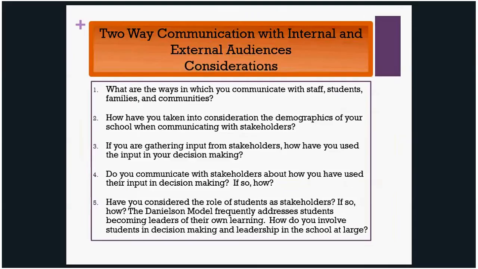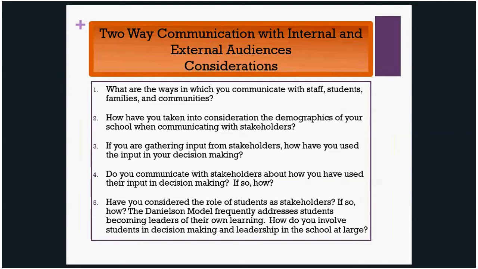Some questions for consideration. What are the ways in which you communicate with your stakeholders? Have you taken into consideration the demographics of your school when communicating with stakeholders? And we've already discussed this. How have you used stakeholders' input, and do you communicate to your stakeholders how you've used it?